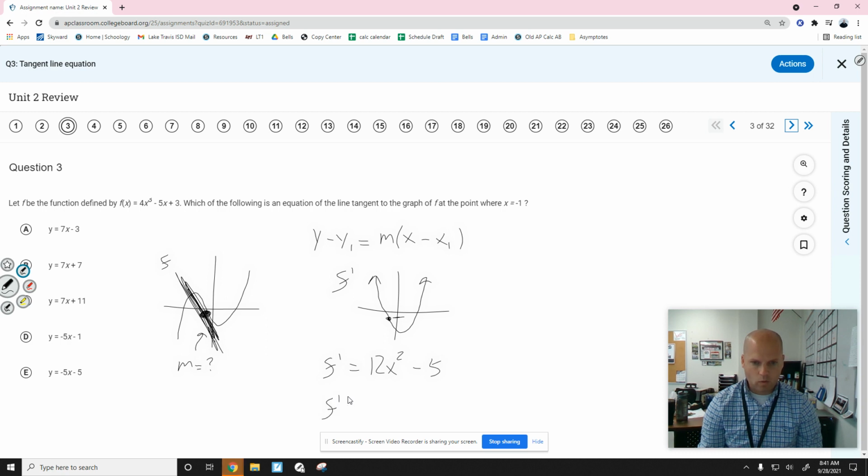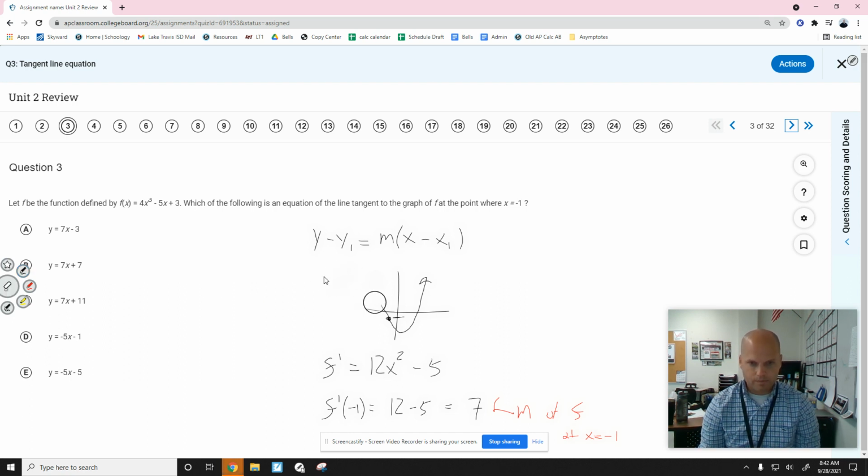Now, plugging in -1 gives me the slope. That's 12 minus 5, so it turns out it's going to be positive 7. This graph is wrong, my slope is positive, but whatever. That's the slope, that's m. That's the slope of f at x equals -1. It's very important to understand what you get when you have f prime and how you use it. It's a tangent slope generator. It generates tangent slopes. The other thing I need is the point that the line passes through.